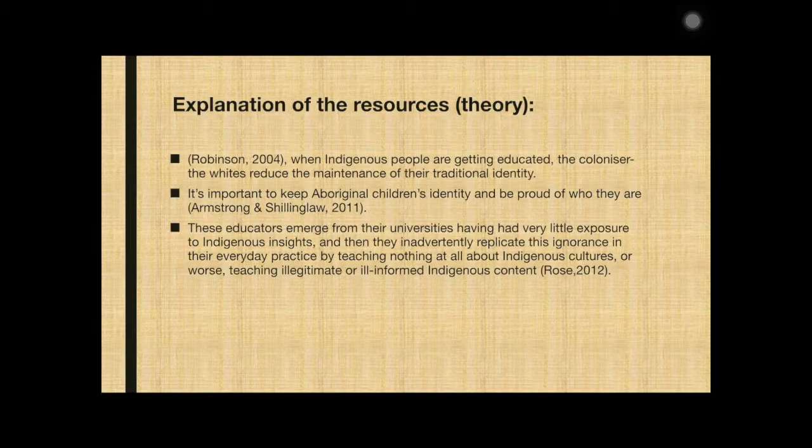As claimed by Rose 2012, those educators emerge from their universities having very little exposure to Indigenous insights, and then they invariably replicate this ignorance in their everyday practice by teaching nothing at all about Indigenous cultures, or worse, teaching ill-informed Indigenous content.